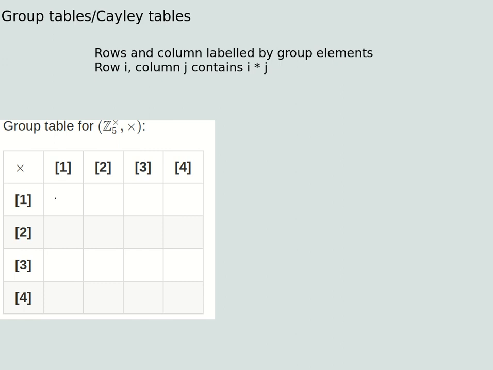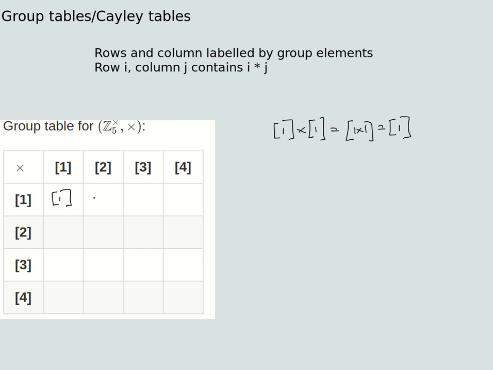So for example, here in the cell in row 1 and column 1, I have to put the class of 1 times class of 1, which is equal to the class of 1 times 1, which is equal to 1, the class of 1, of course. So here we should fill in the class of 1.